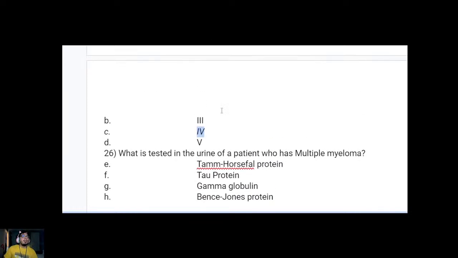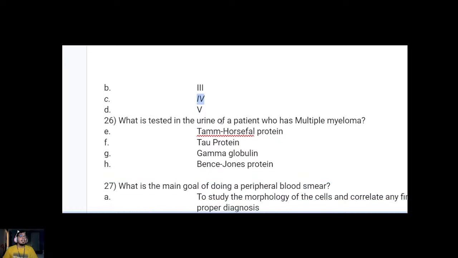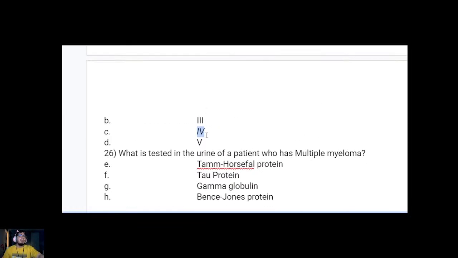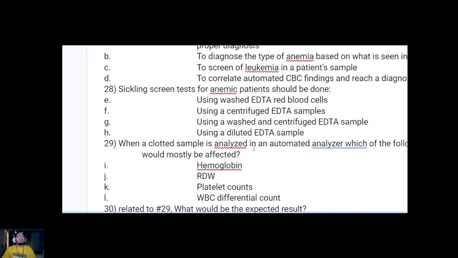Other ones are just presence of smudge cells, presence of minor weakness and fever, and so on. But on stage 4, there's bleeding disorders na. Okay? What is tested in the urine of patients with multiple myeloma? Yan na naman tayo, multiple myeloma. Master na siguro ninyong lahat ang multiple myeloma kung nakasurvive kayo dito sa class ko. And a lot of people answered correctly, Bence-Jones protein. Very good.